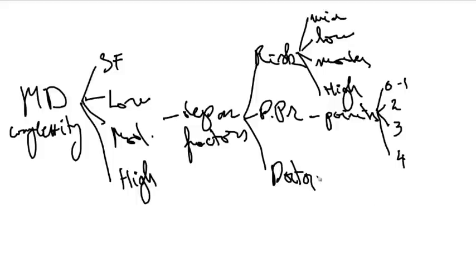The data also is ranked by points, the same as presenting problem. 0 to 1 is the first level, the second level is 2 points, the third level is 3 points, and finally the fourth level is 4 points. Now let's see the risk first.